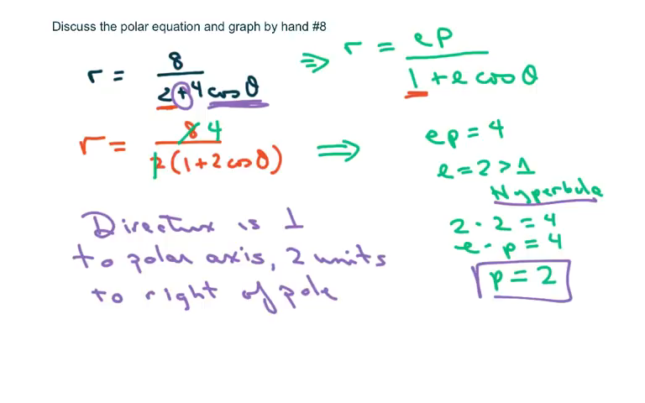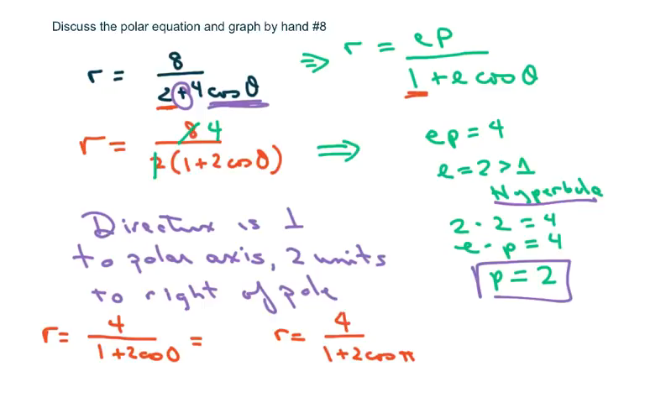And since it's opening left and right, I'm going to go ahead and use 0 and pi for this equation. I'm going to do it here because I was running out of room. So basically I'm going to take this equation and write 4 over 1 plus 2 cos of 0, and 4 over 1 plus 2 cos of pi.